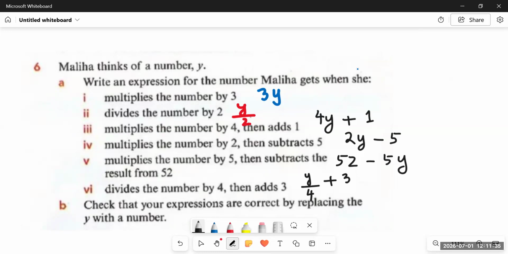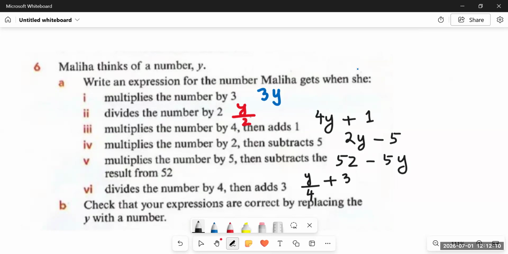Now they're saying in part B, check your expressions are correct by replacing the y by a number. So if you write down a number like, for example, 20, or you can write 10, and then you will see that the answers would be correct. Like multiply 10 by 3, it will become 3 multiplied by 10. Okay, divide the number by 2. So 10 divided by 2.